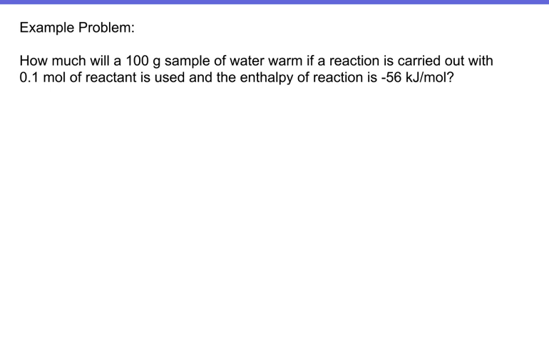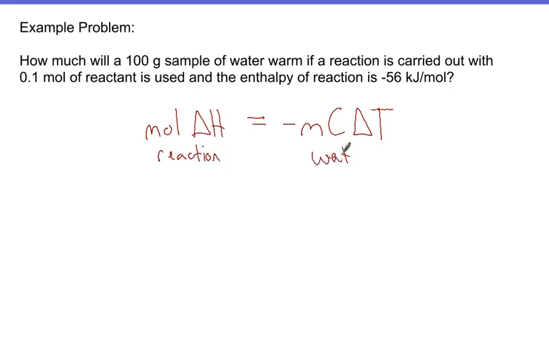Next example problem. How much will a 100 gram sample of water warm if a reaction is carried out with 0.1 moles of reactant, and the enthalpy of reaction is negative 56 kilojoules per mole? So here, whenever I have a process exchanging heat with a substance, moles times delta H is equal to negative MC delta T. Okay, so this side is for the reaction, and this side is for the water that we're exchanging temperature with.